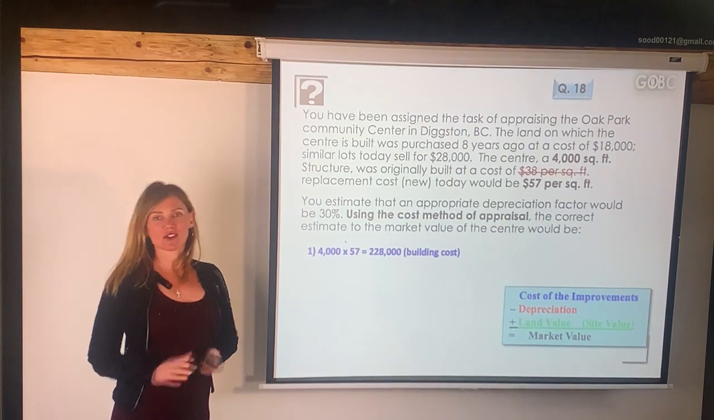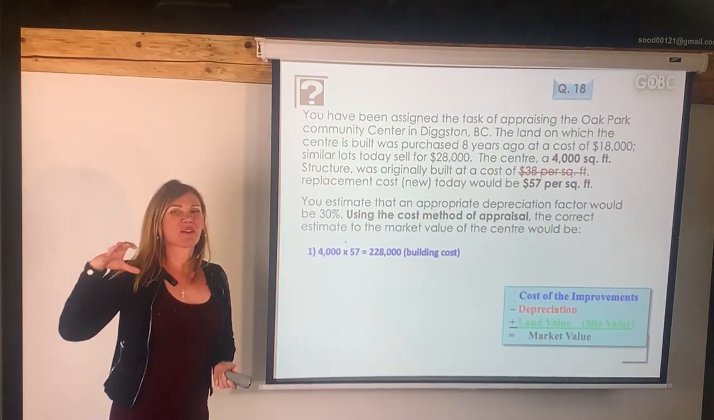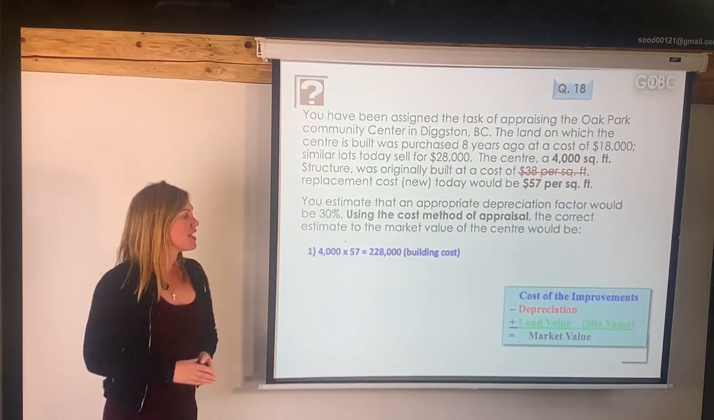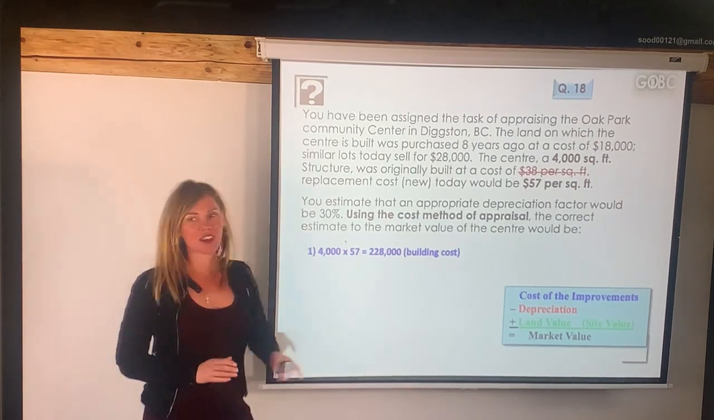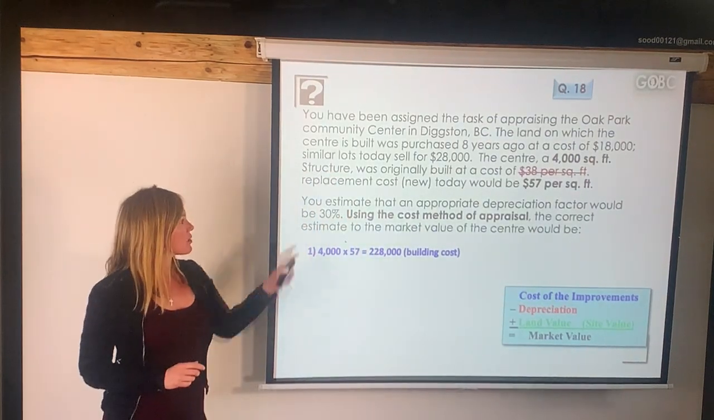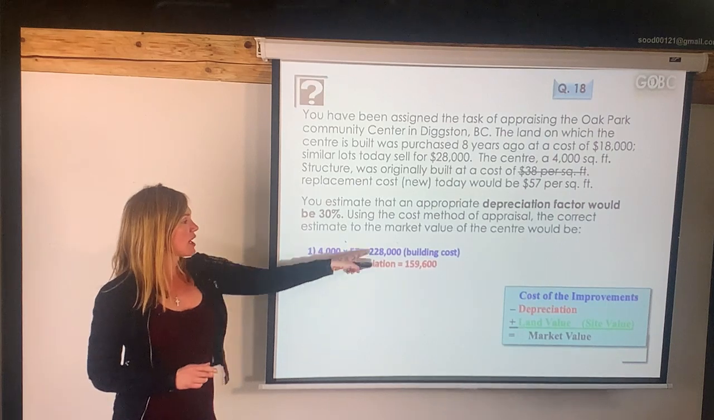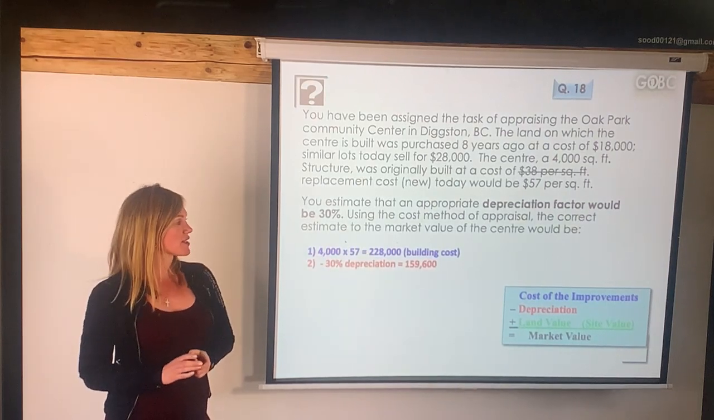So you forget about the old cost. Nobody cares how much you used to pay, okay? It's how much you charge right now. So 4,000 times the 57 gives you 228,000, okay? Step one is done. Minus depreciation. How much was depreciation here? It was 30%. So minus 30% out of that 228,000 gives you 159,600 so far.